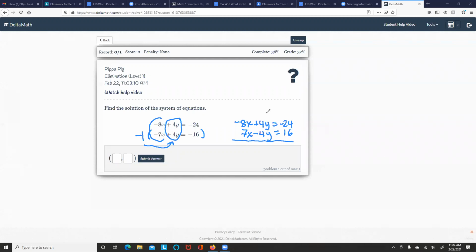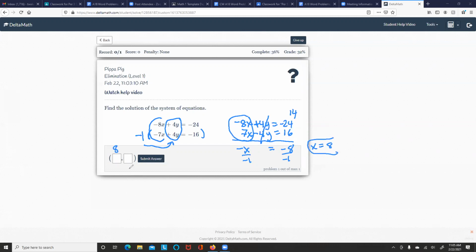When I add these two together, now they are going to cancel out because one's a positive 4y and one's a negative 4y. So we have, when I add -8 plus 7, I get -1x equals -24 plus 16, that's -8, right? So negative x equals -8. So I divide by -1, divide by -1, x equals positive 8. So I got x is 8.